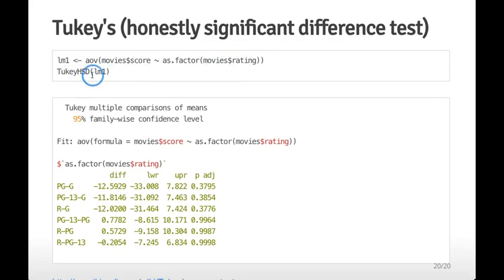And then I can apply this Tukey HSD command to it, and what it's going to do is calculate the differences between all possible pairs of factor levels. So here PG versus G, PG-13 versus G, R versus G, and so forth. It gets all the possible differences. It gets lower and upper confidence bounds for those differences. Again, at the 95% level, but now it's the 95% level where we're talking about a family-wise confidence interval.